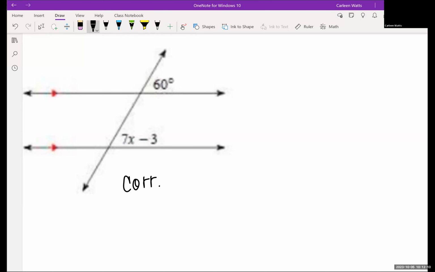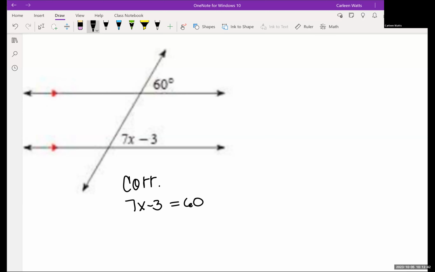Okay, so they're corresponding. Now we need to write an equation. So if they're corresponding, 7x minus 3 is equal to 60. Yeah, so they're not always going to be equal. They're only going to be equal if they are corresponding, alternate interior, alternate exterior, right? Sometimes they are equal to each other and sometimes they equal 180.